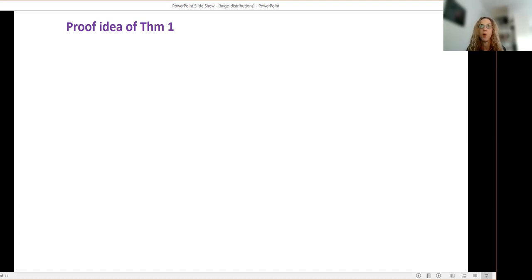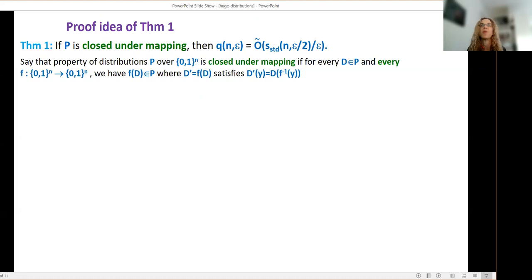So now, in the time that remains, I want to talk a little bit about the proof idea of theorem one. Let's recall what theorem one says. Here I removed the subscript P to make things easier to read. We said that if P is closed under mapping, then the query complexity is roughly the sample complexity in the standard model times one over epsilon. And again, what does it mean to be closed under mapping?